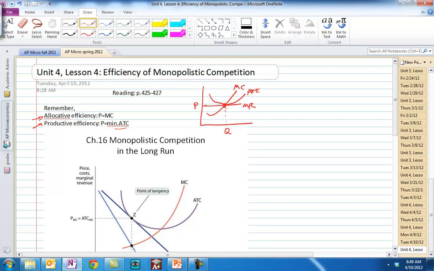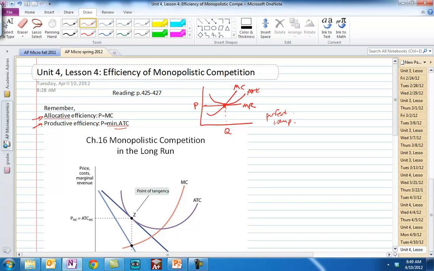ATC is at its minimum where it cuts through MC. All three of these intersect at the same point. So P is equal to minimum ATC at the profit maximizing quantity in perfect competition. Perfect competition is perfect in that it's perfectly efficient in both of these ways.